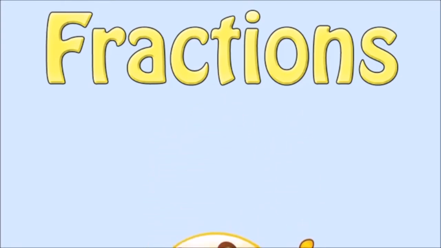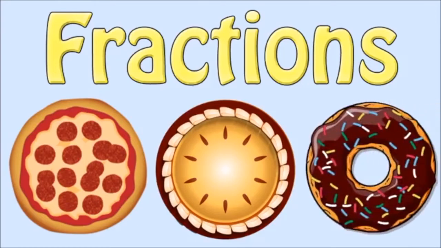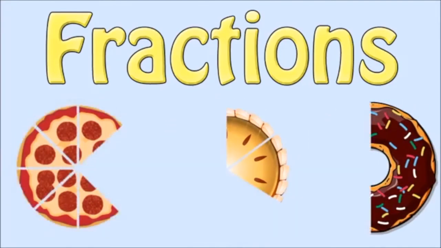It's easy to count whole things like a pizza, a pie, or a donut. But what if we only had part of one? How would we count it then? We'd use fractions. A fraction looks like this.